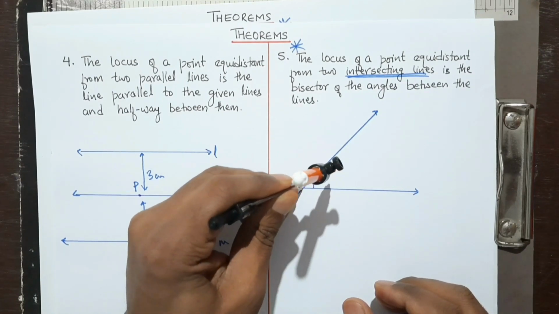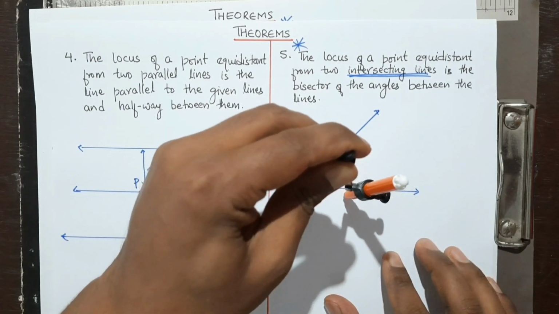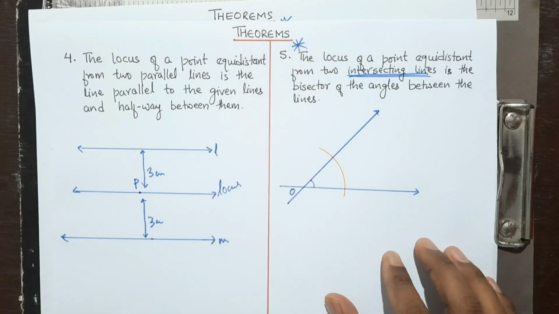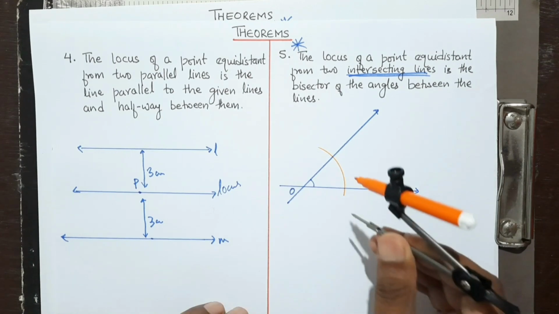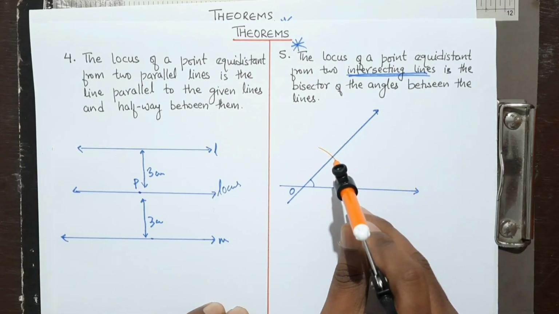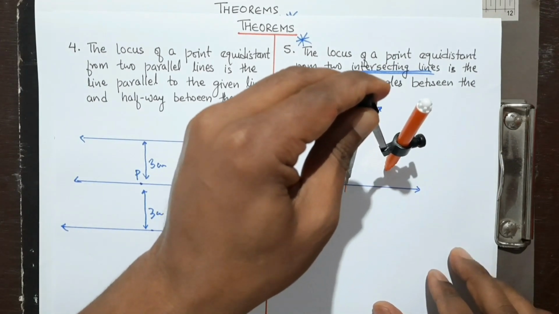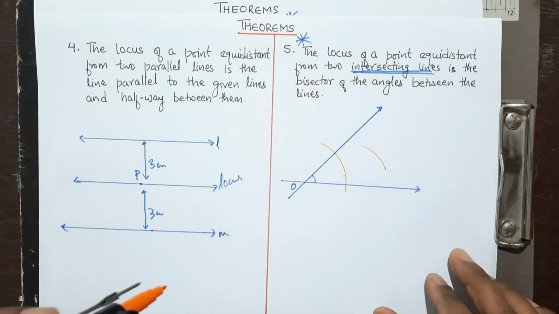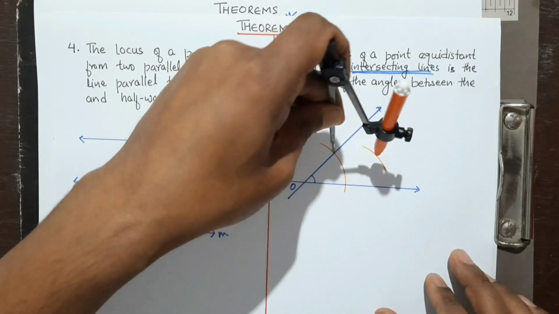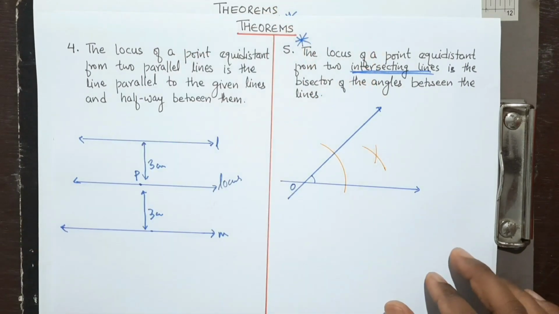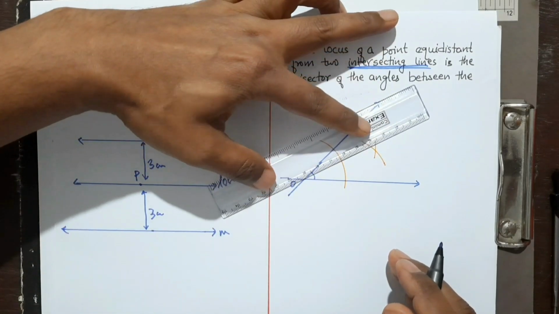put our compass at point O and draw an arc which intersects both the lines. This is our first arc. It intersects both the lines, or arms of the angle. Again, we'll put the compass at the first intersection point and draw an arc in between the lines. Then put the compass at the other point of intersection and cut the previous arc. Now we got our angle bisector. So this is our angle bisector.